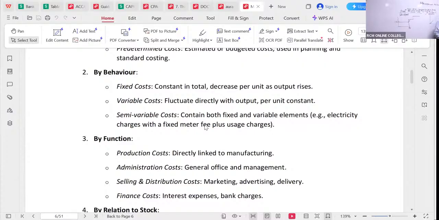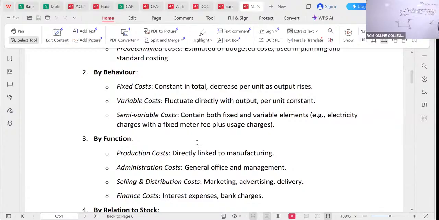These are directly linked to manufacturing. Then we have administration costs, general office and management. Then we have selling and what here, somebody? Distribution, marketing, advertising, delivery. Then we have finance costs: interest expenses, bank charges, etc. So whenever you hear of function, those are basically the functions of a company. What do we do in these companies? Number one is to produce. So then we have production or manufacturing costs. After that, we go to administrative costs, distribution costs, finance costs. It is those functions. Very, very key.